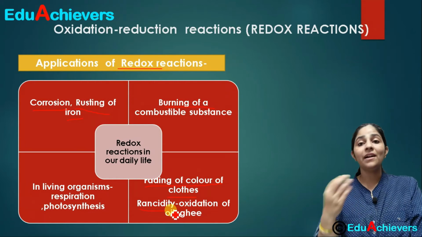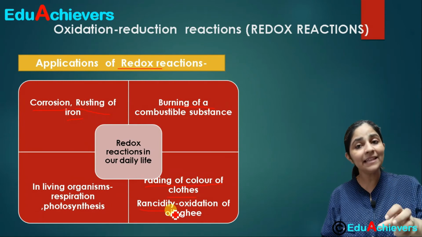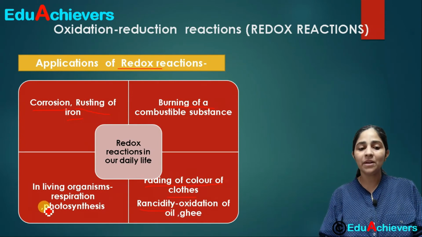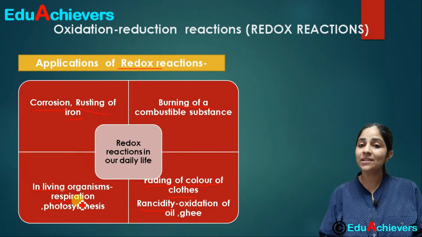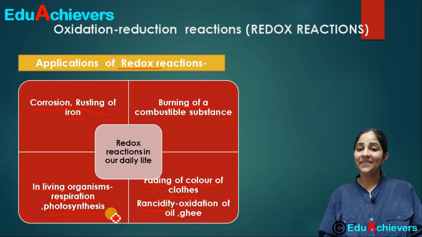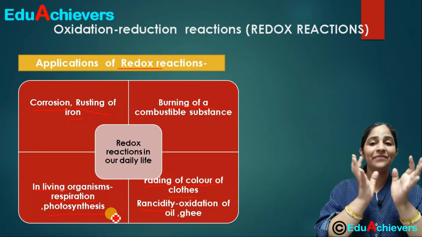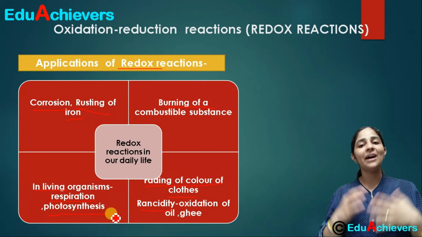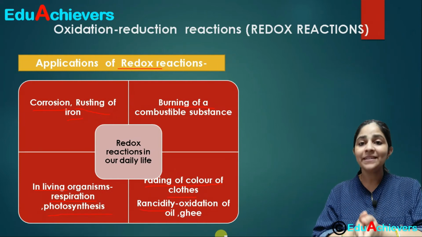Now, this was around ourselves. Let's look at where this is taking place in living organisms. Whenever we talk about living organisms, respiration is also one of the redox reactions. Photosynthesis is also one of the redox reactions. Fine. So you can understand now this redox reaction is not just in the books or in the factories only. This is all around us. In so many processes, this redox reaction takes place.